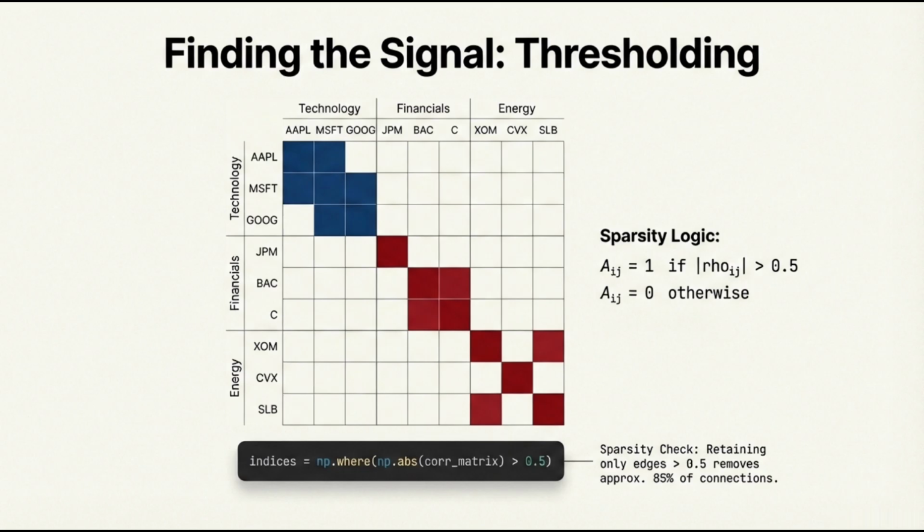And that is exactly the point. A useful network often comes from disciplined subtraction. Think of it this way: the raw market is full of statistical chatter, but thresholding lets us keep only the stronger co-movement patterns. This is the moment where a dense market similarity matrix begins to turn into an interpretable topology.